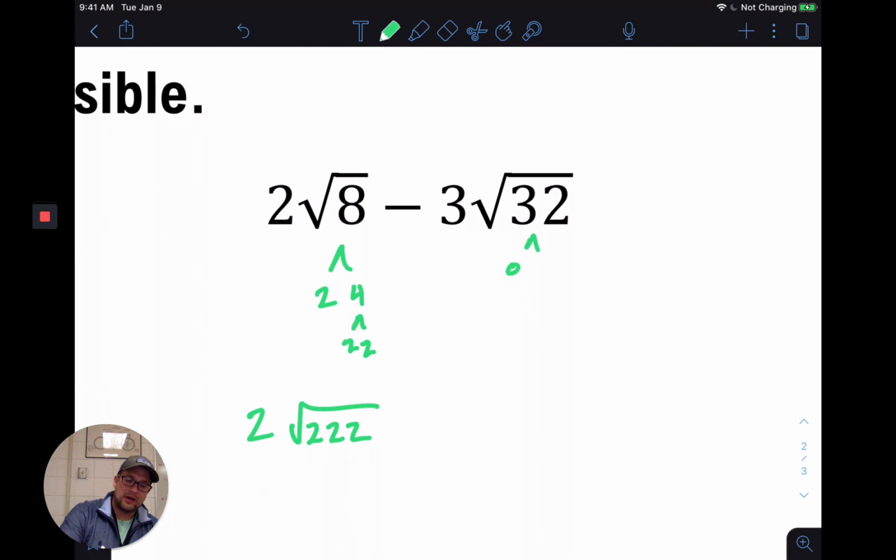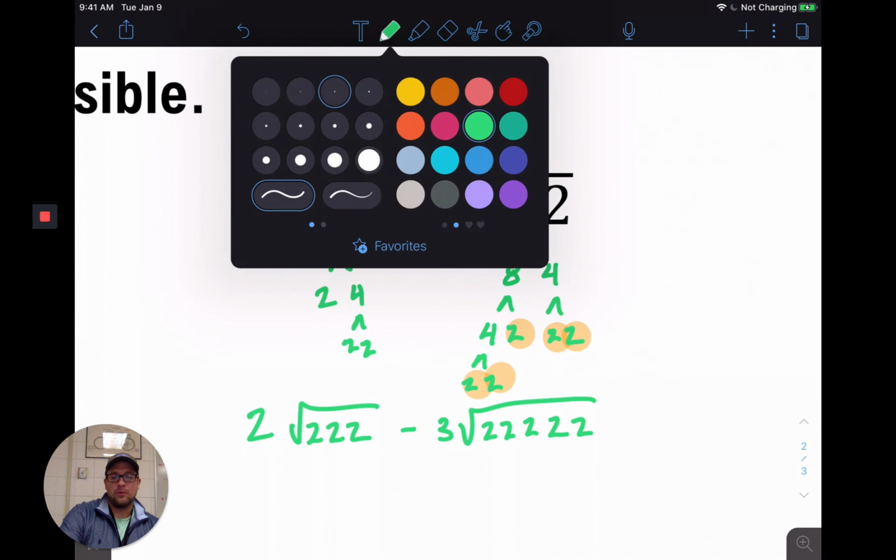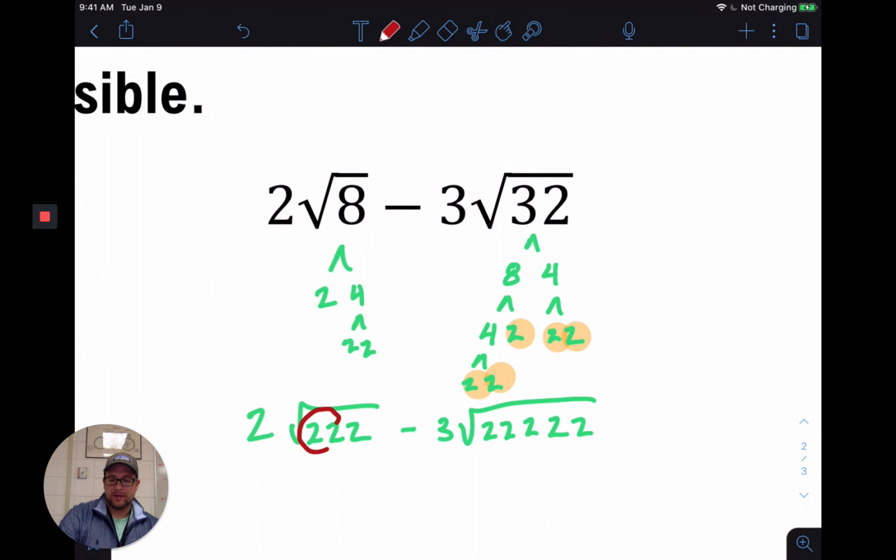32 could be broken down into 8 and 4, and 8 is 4 and 2, and 4 is 2 and 2, and 2 and 2. So I could rewrite this as 2, 2, 2, 2, 2. Those are where those 5 2's are coming from. Now we just simplify by pulling out pairs. Remember, 2 for 1 special. Anytime I have 2, I can pull out 1.